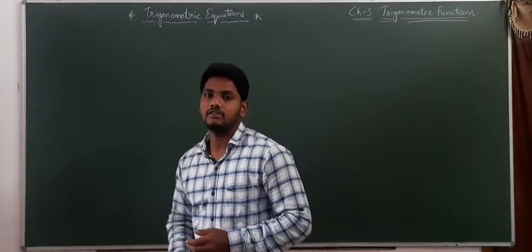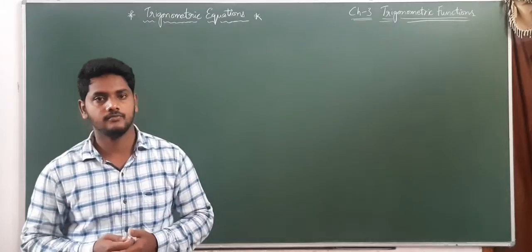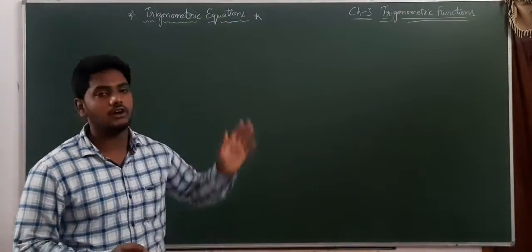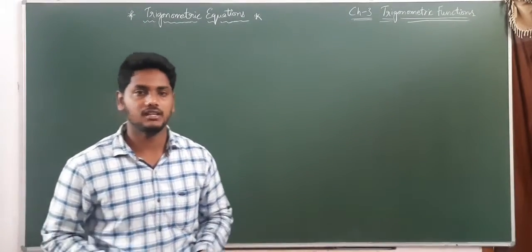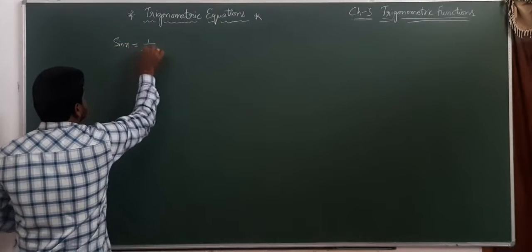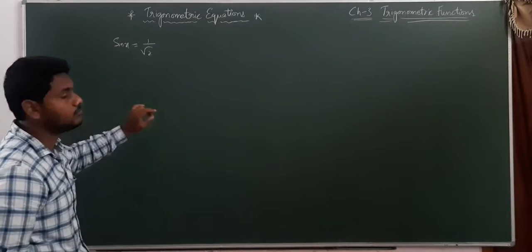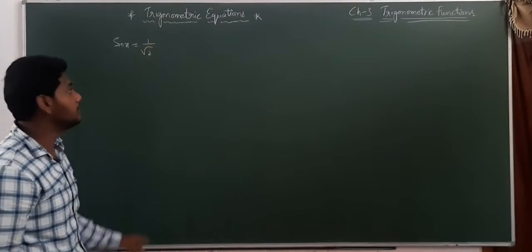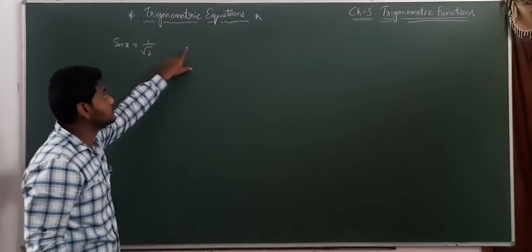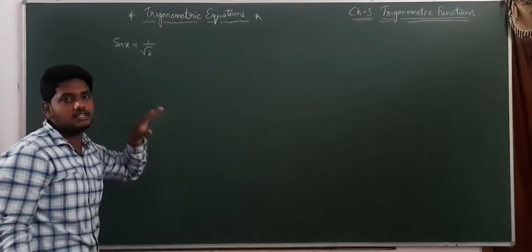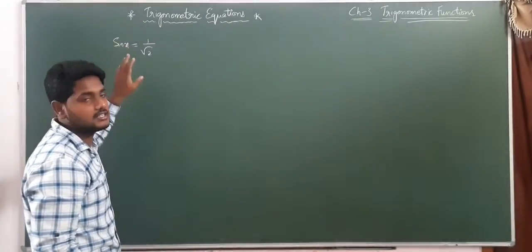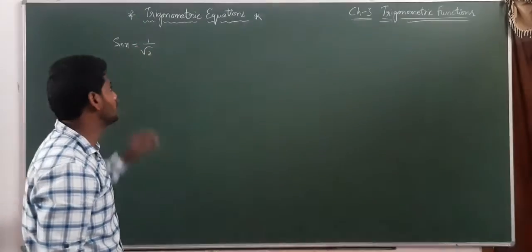Now when it comes to trigonometric equation, how will we define that? An equation consisting of trigonometric functions is called a trigonometric equation. For example, if sin x equal to 1 by root 2, this is also a trigonometric equation. Why? Because it is an equation including a trigonometric function in terms of a variable, nothing but in terms of sin x or sin y or sin theta, like that, where we need to find the value of that variable.